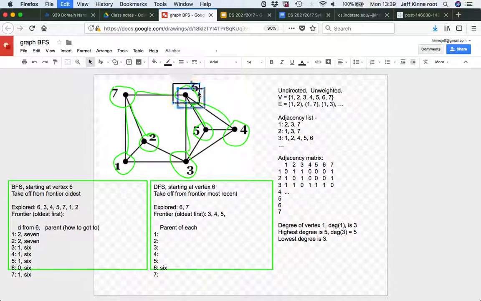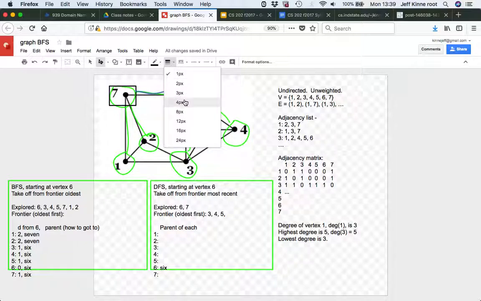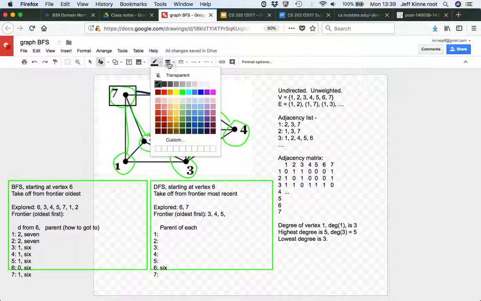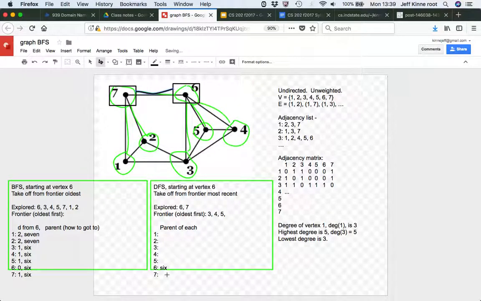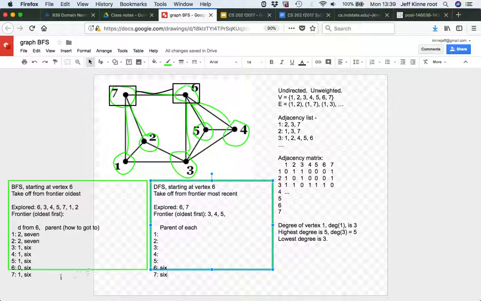Alright, so we're going to mark that we've done 7. And we want to put a mark there for the path. And 6 is the parent of 7. That's the same as the BFS, so we do have that same edge there. All right, and we put the neighbors of 7 onto the frontier, 1, 2, and we'll leave 6 off because we've already explored 6. All right, now we see where the difference is.